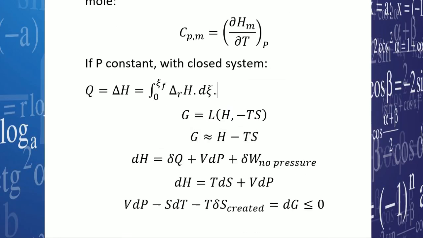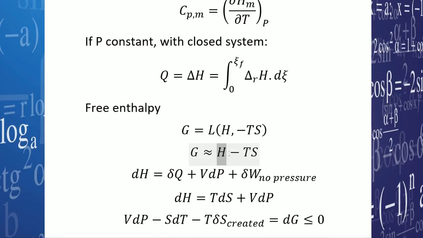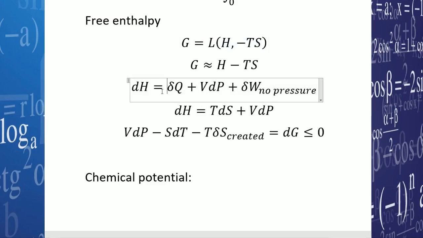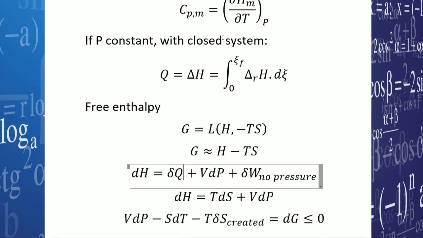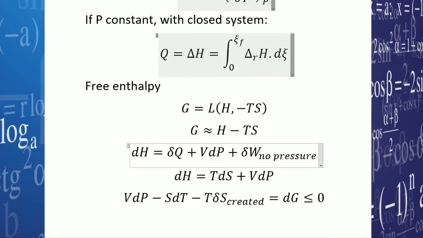Okay, now let's define the free enthalpy. It's the Legendre transform of H with minus TS. You can approximate it by H minus TS. This will be useful to define things with temperature and entropy. I'm going to explain it just after. So dH equals delta Q, delta heat, plus VdP, as I said earlier when we said constant pressure. If P is constant, dP equals 0, so this term is 0. And as we separated the terms from pressure, there is the work of forces that aren't pressure forces. So we have this expression.